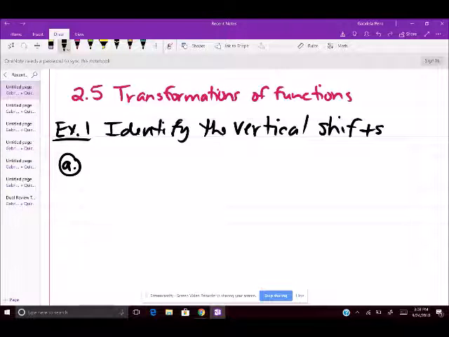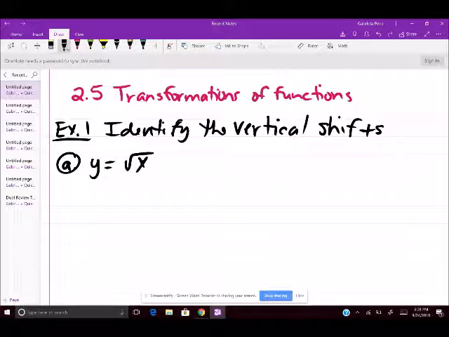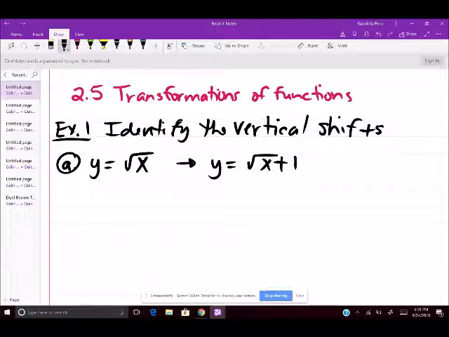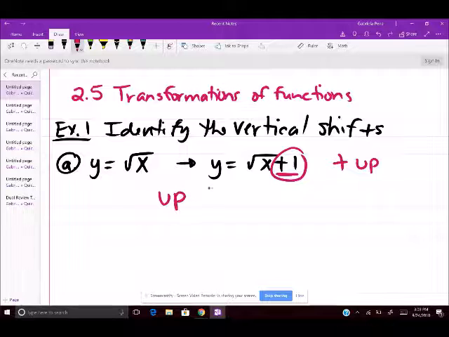For the first example, let's say the original equation is y equals square root of x. And the equation they're going to give you, the one they want you to identify the transformations for, is y equals the square root of x plus 1. Because it is not grouped with the x, it is by itself, if you see a plus, it means it moves up. So the answer for this one would be up 1 unit.